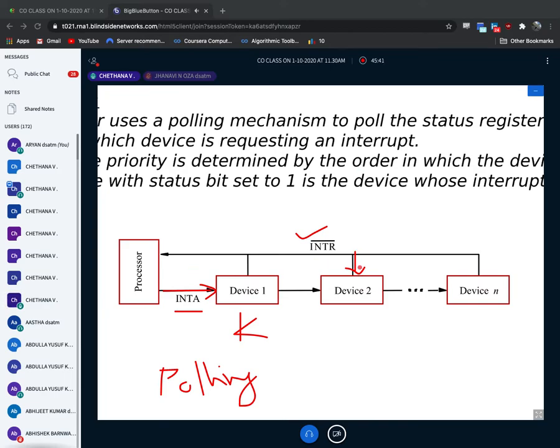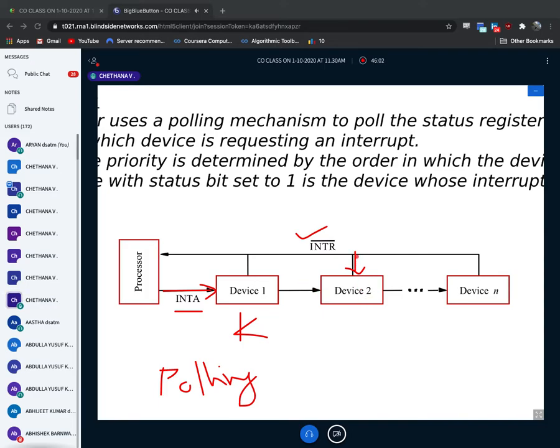Okay, so next I'll go to the next device, device 2. The processor will check whether device 1 is requesting my service. No, then it will go to device 2. Yeah, device 2 is requesting my service. Yes, it will process the request. Device 2 may be some other device, it could be some scanner like that.